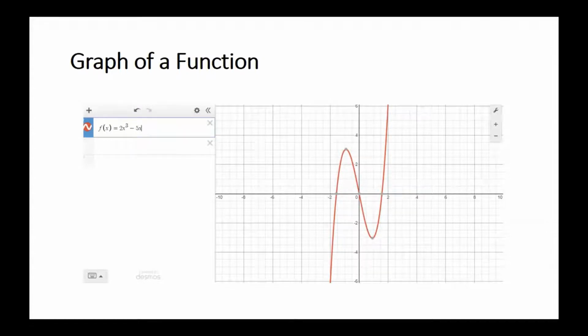Ignore that little vertical line. That's because that's where the cursor was when I did the screen capture. And we see that we have a graph of this function in red.